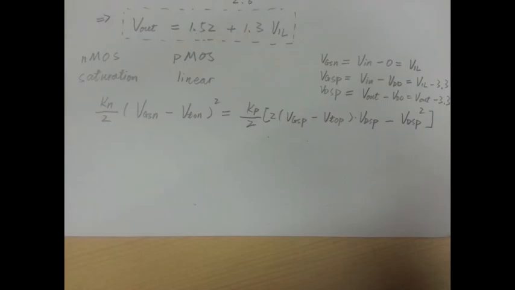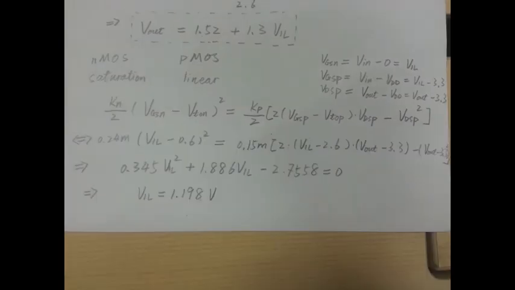As you can see from the right-hand side and associated with the inverter graph, we can easily derive the values for VGSN, VGSP, and VDSP. Finally, we plug in all the values we have derived, and also replace Vout with the formula we have derived previously in the dotted box, and we get this quadratic equation. We can easily solve that and find out VIL to be 1.198 volt.